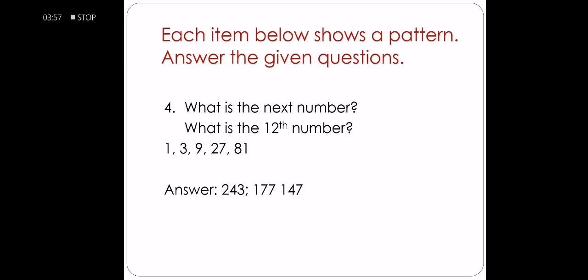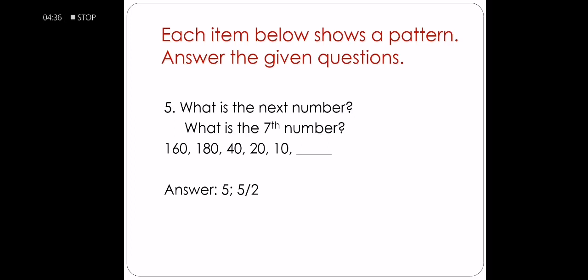What is the next number and what is the 12th number? So 1, 3, 9, 27, 81. Okay, so ang una nating hahanapin, ano yung kasunod na number? So ang una nating gagawin, kailangan nating malaman kung ano yung pattern. Okay, kung mapapansin niyo, it is just simply multiplied by 3. So, multiply lang tayo ng 3 para makuha natin yung kasunod na number. And 81 times 3 is simply 243. And then, continuous lang ulit na pagmumultiply ng 3 hanggang sa makarating tayo kay 12th number. And our 12th number is 177,147.